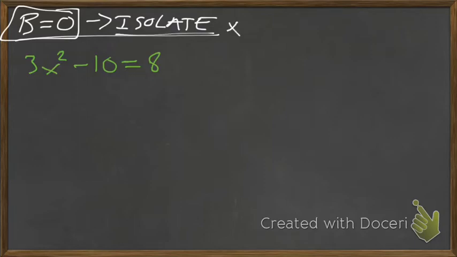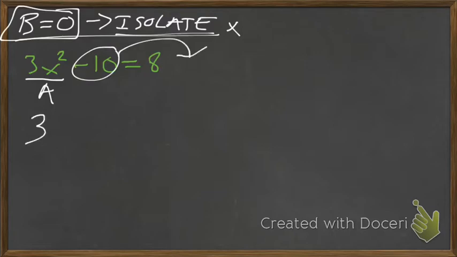Okay? So we've got an a here, there's no b, and I have two c's. So what I'm going to do is collect these like terms. I'm going to bring the negative 10 over, so I'll have 3x squared is equal to 8 plus 10.